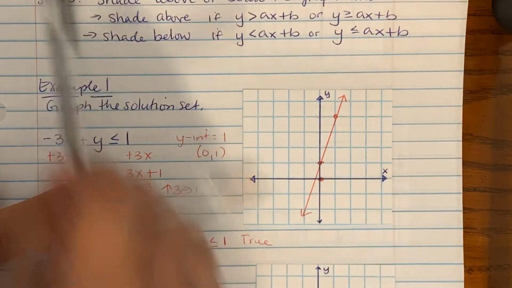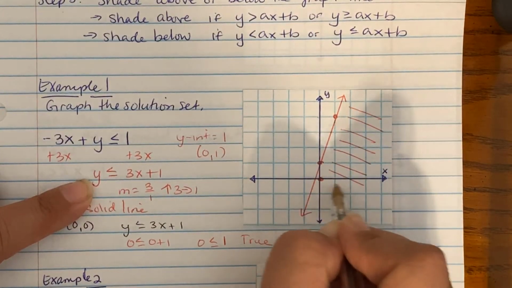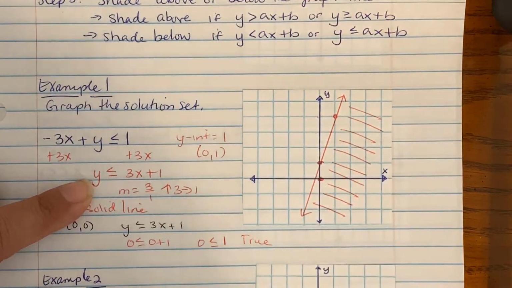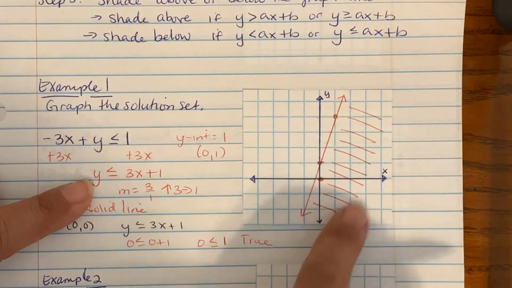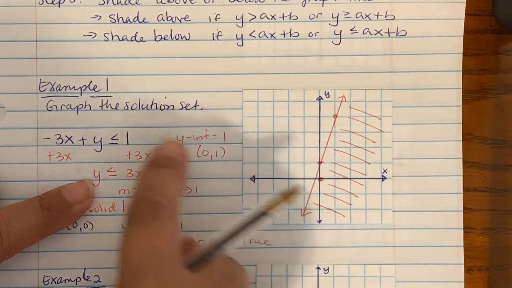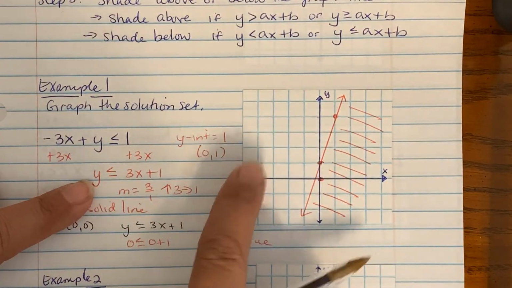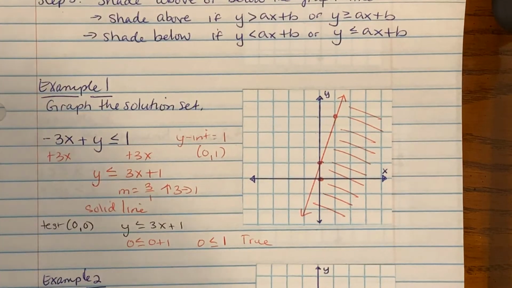Since it worked, you are shading below the graph line. So any ordered point to the right of this line will make the equation work. Any point to the left of the line would make a false statement.